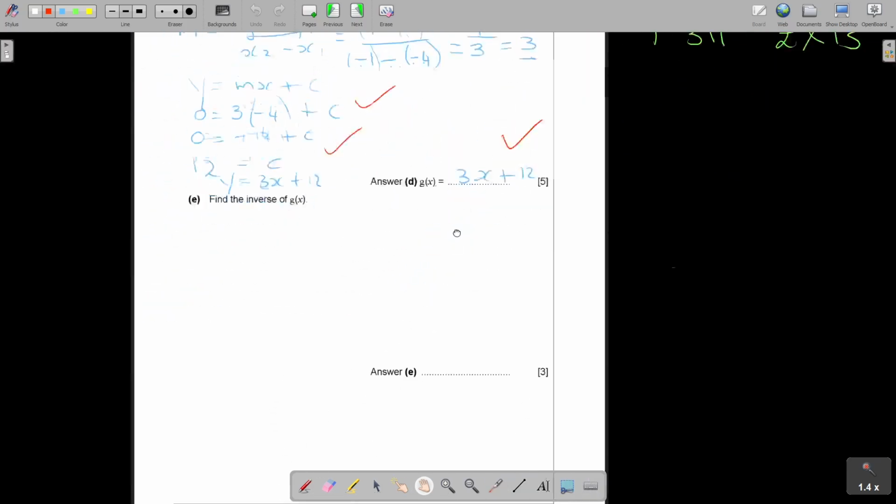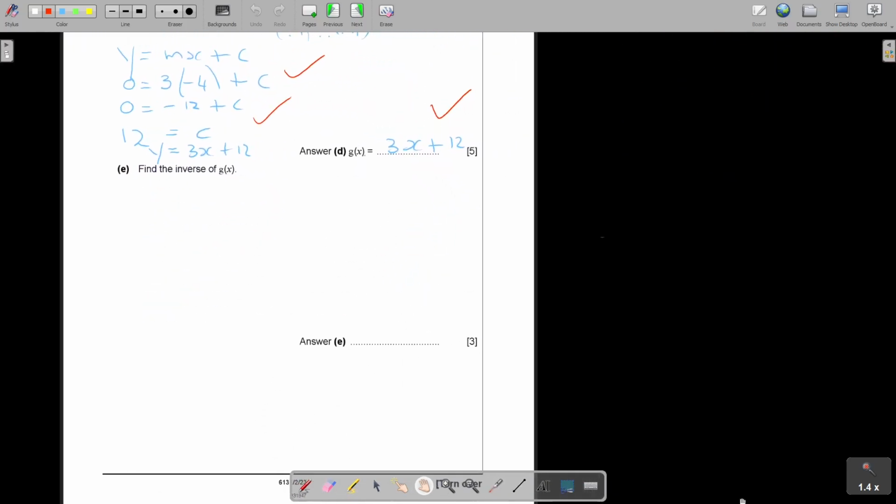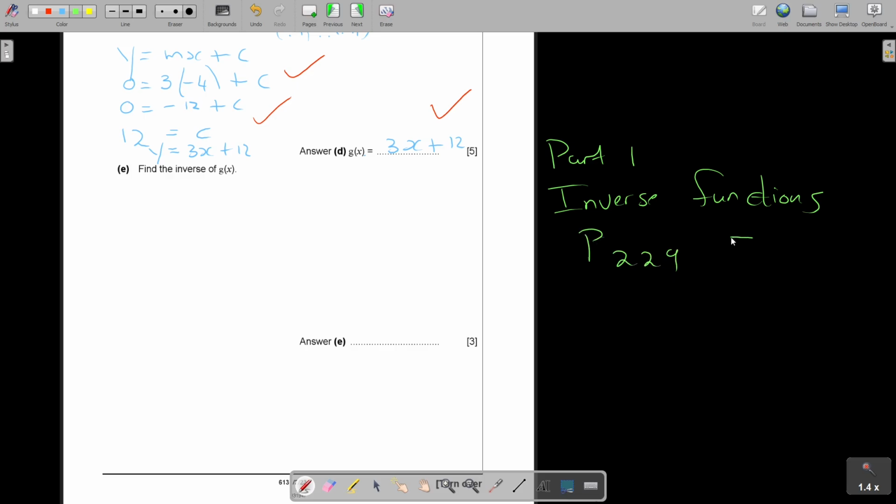And now they ask for the inverse. Oh, it's just a basic one. Where do I find inverse in my textbook? It's going to still be in part 1, inverse functions in the same chapter 6. You can go there to page 229 and look at example 5.